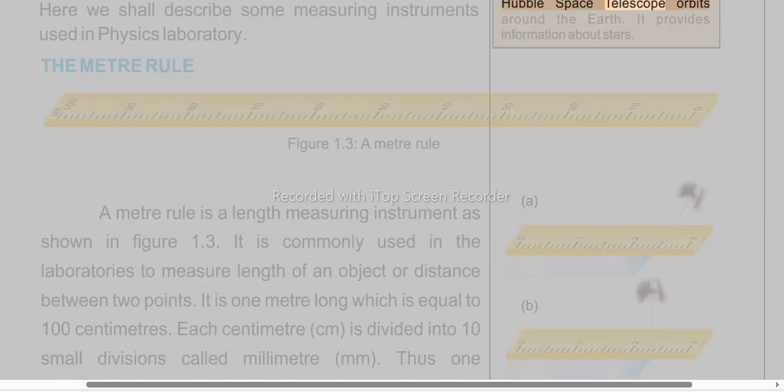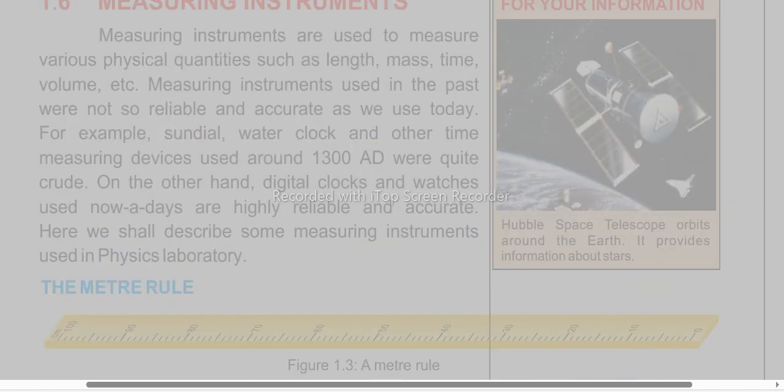Hubble Space Telescope orbits around the Earth. It provides information about stars. For your information.